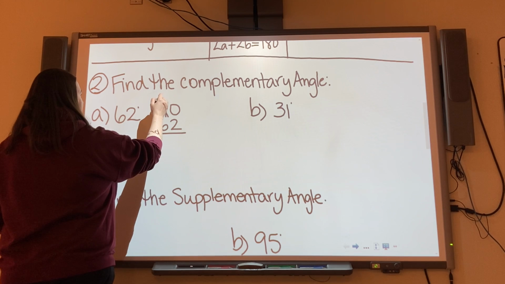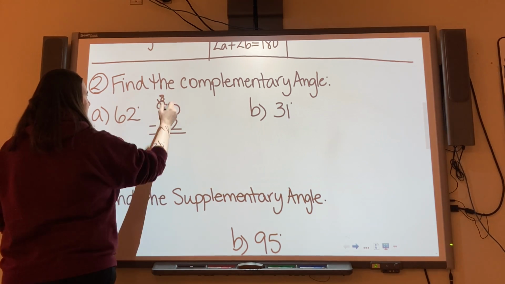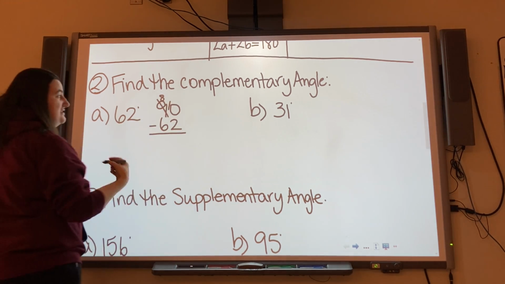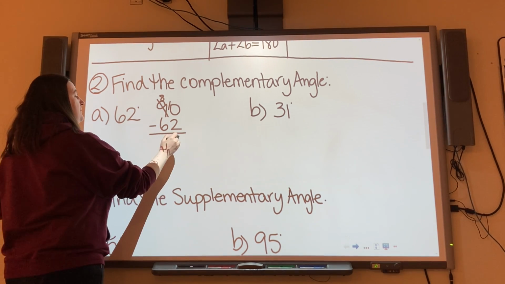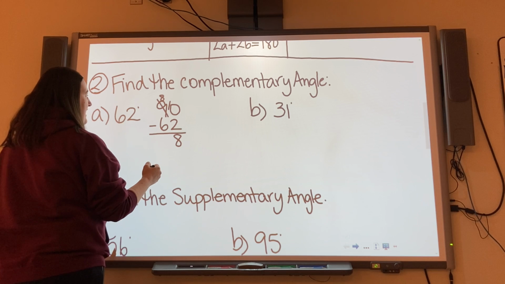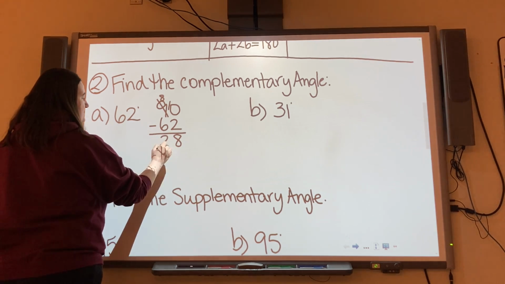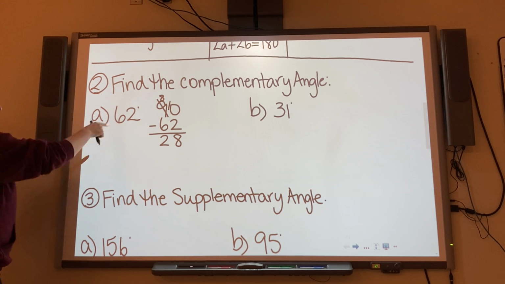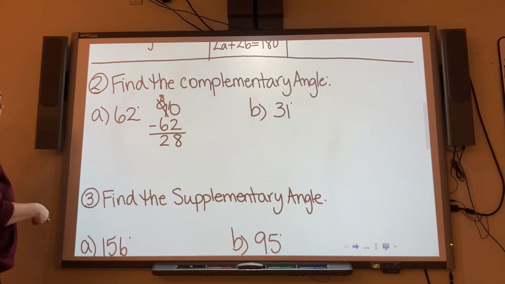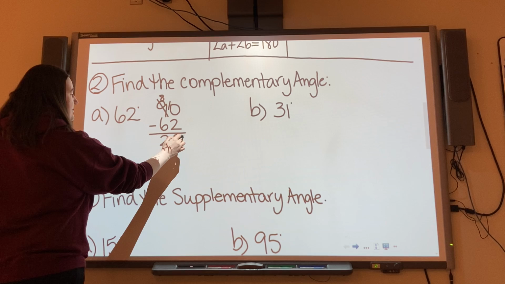Borrow 1 from the 9, which changes it to an 8. The one that you borrowed changes the 0 to a 10. So now I've got 10 minus 2, which is 8, and 8 minus 6, which is 2. So the complementary angle to 62 is 28. Don't forget your little degrees.